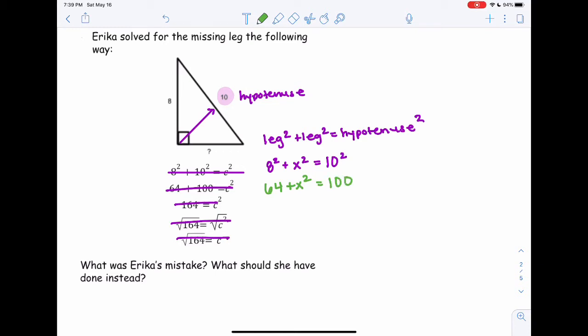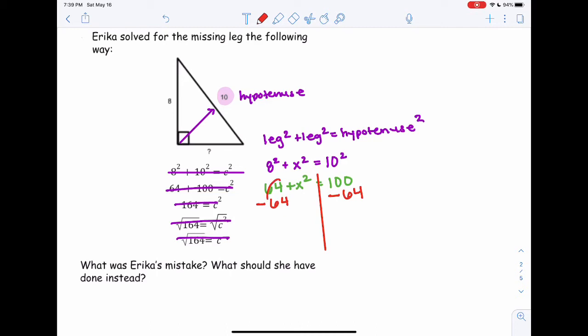Now I need to get my x squared all by itself. To do that, I'm going to subtract by 64. Subtract by 64 to the other side as well, because remember, what I do to one side, I have to do to the other. If you feel the need to draw the line, go ahead and do so.